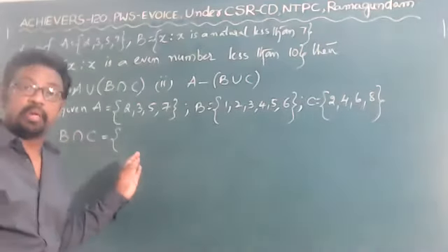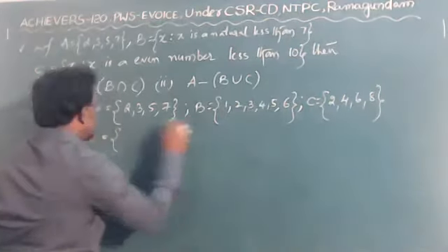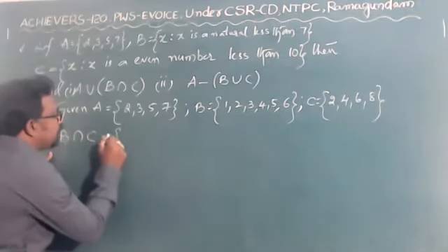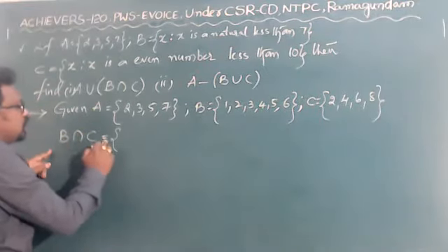First we have to complete the B intersection C part. What is B? Take this one. You should not write it. Some people will write B here, which is wrong. See, B intersection C is not equal to B.